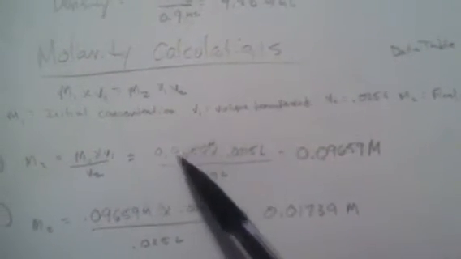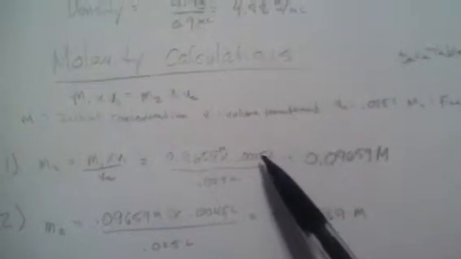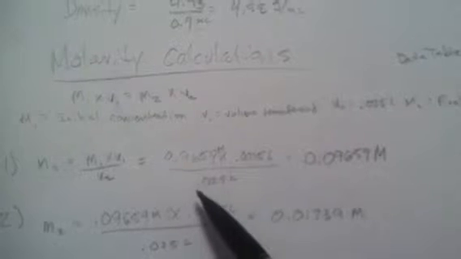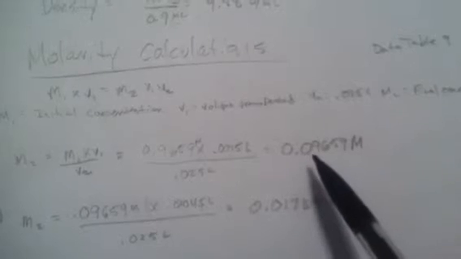Okay, so our first calculation, we're solving for the final concentration. We took the initial concentration molarity from the previous data table 8, and so just using some algebra, we've rearranged the equation here to M2 equals M1 times V1 over V2. So we just plug in the numbers. This is the initial concentration times the volume transferred, which was 2.5 milliliters or 0.0025 liters, divided by the total volume, 0.025 liters. That gives us this final concentration right here, 0.09659 molarity.